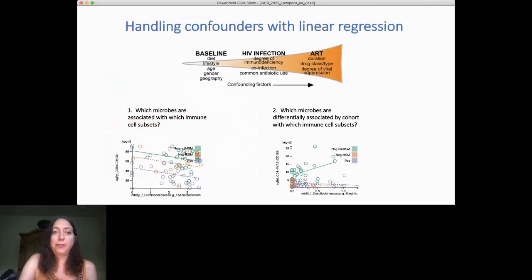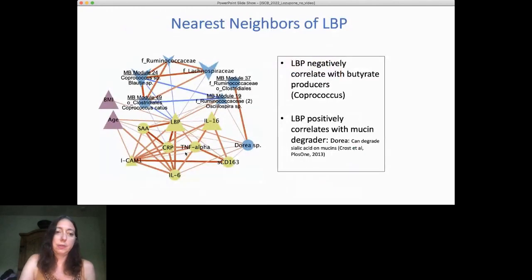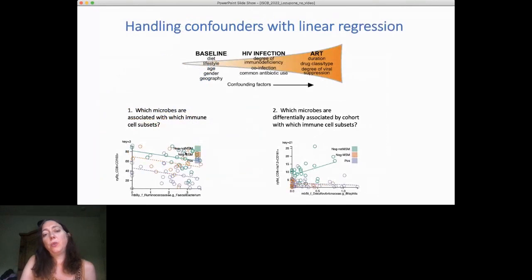So all these different links that I showed you in this prior slide were determined based on a simple Spearman correlation. But we also do a lot of work using linear regression in our human cohorts, especially because, like I mentioned, there are just so many different confounding factors. So for instance, on the bottom left, visualizing what you would do if you're using a linear model, to ask which microbes are associated with an immune subset while accounting for the fact that immune populations differ with HIV.